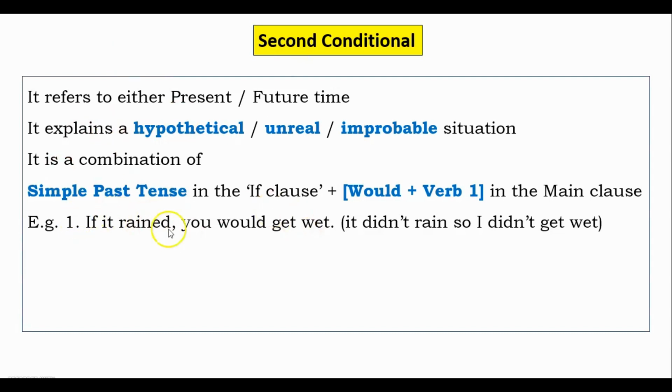Okay. If it rained, you would get wet. It did not rain, so I did not get wet at all. There was no chance of it raining. It did not rain, so I did not get wet. Okay. There is no question of it happening. It is a totally imaginary situation, a hypothetical one. Okay. If it rained, simple past tense, would plus verb V1, get.